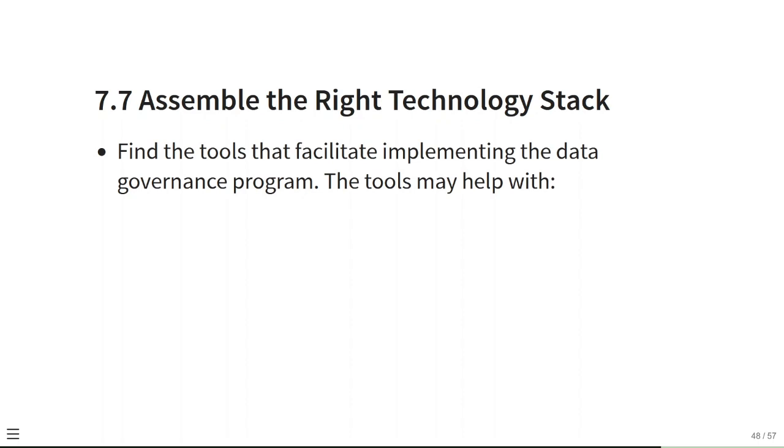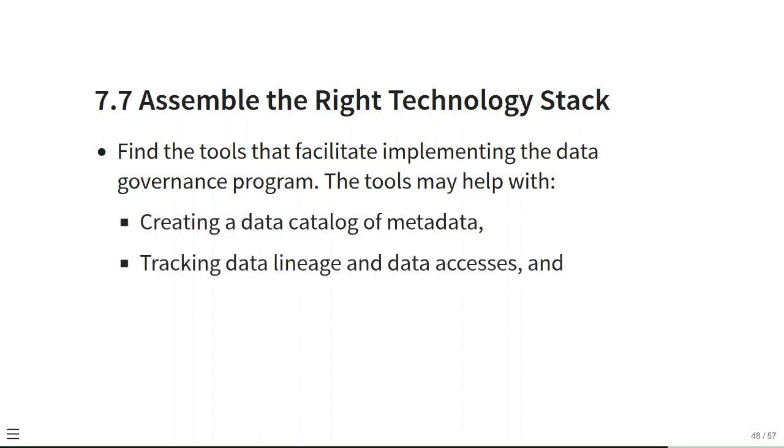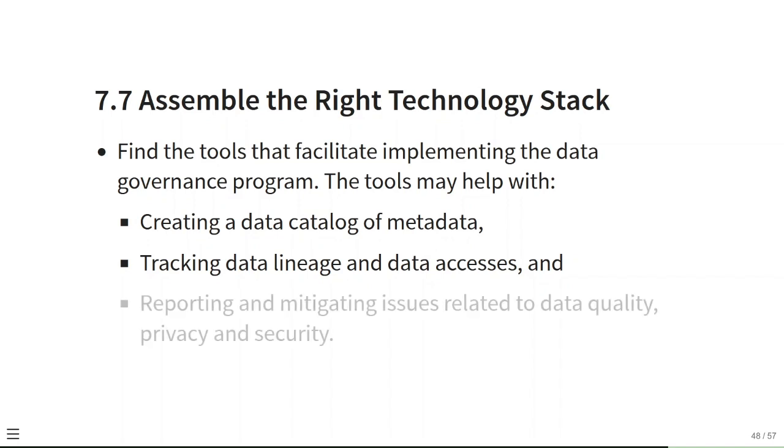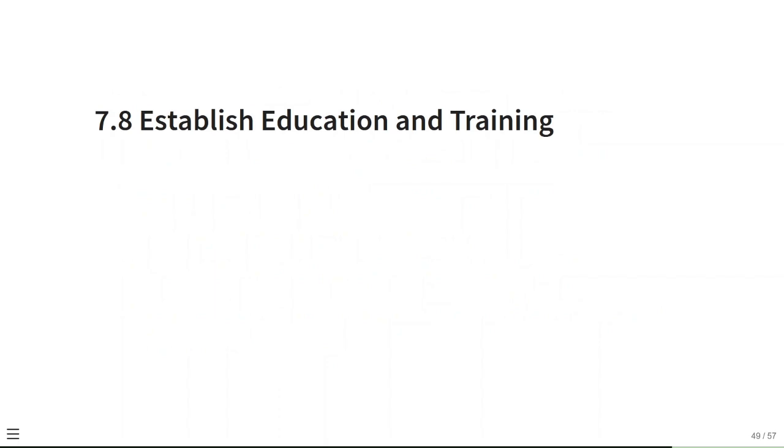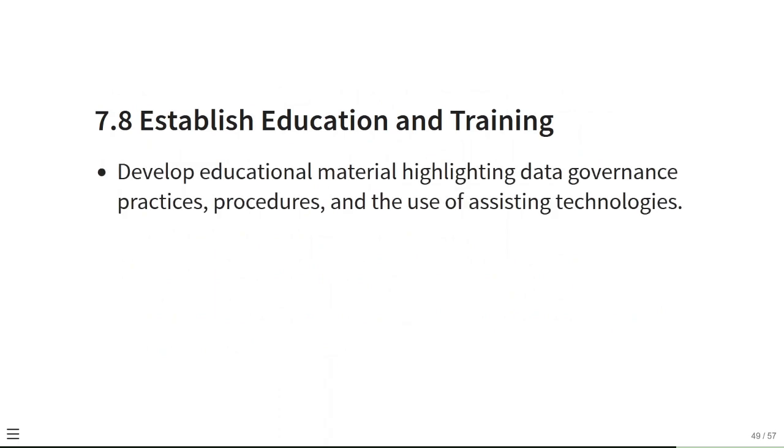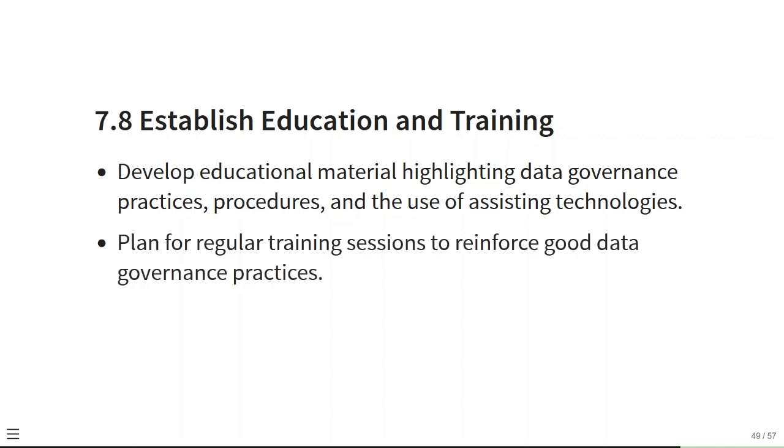Find the tools that facilitate implementing the data governance programs. Tools may help with creating a data catalog of metadata, tracking data lineage and data accesses, and reporting and mitigating issues related to data quality, privacy, and security. Develop educational material highlighting data governance practices, procedures, and use of assisting technologies. Plan for regular training sessions to reinforce good data governance practices. Use business terms where possible.